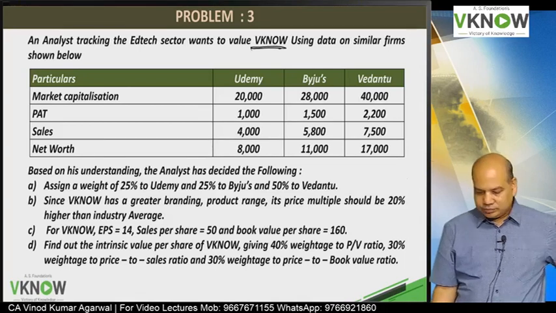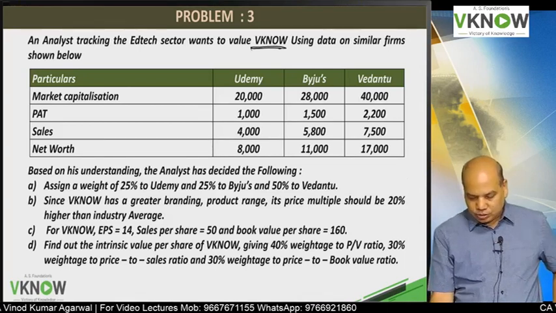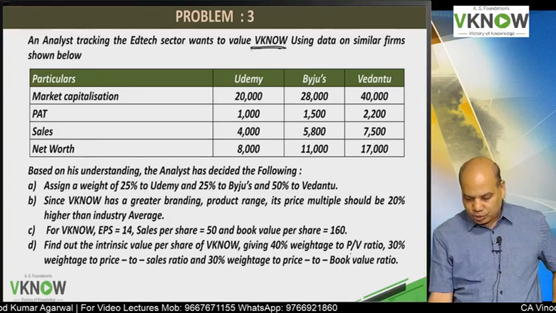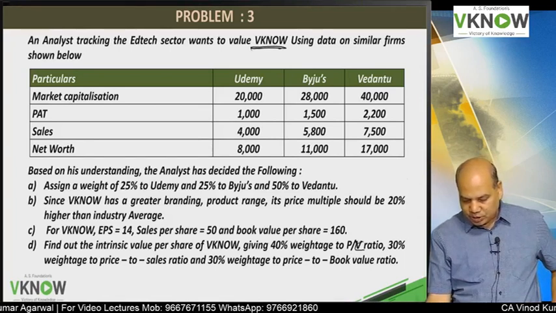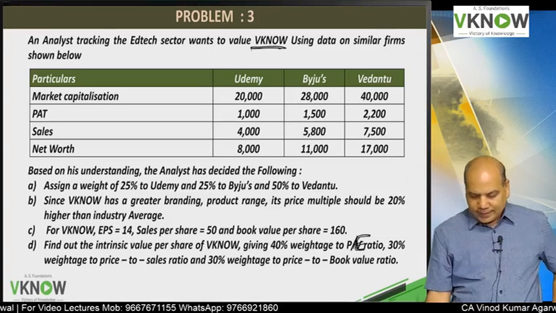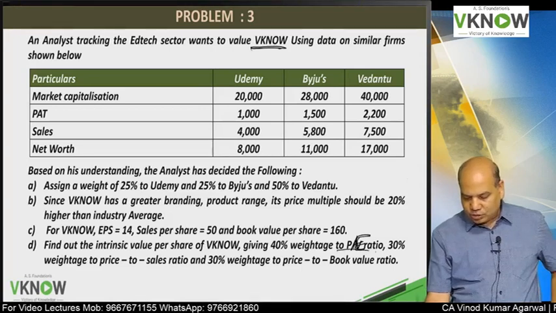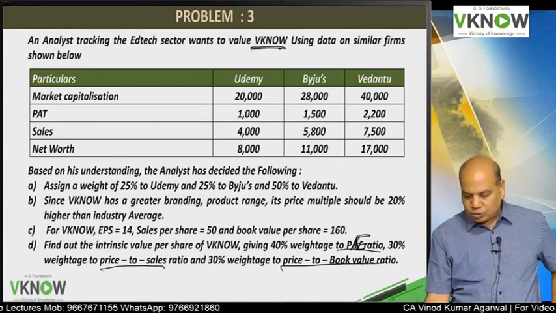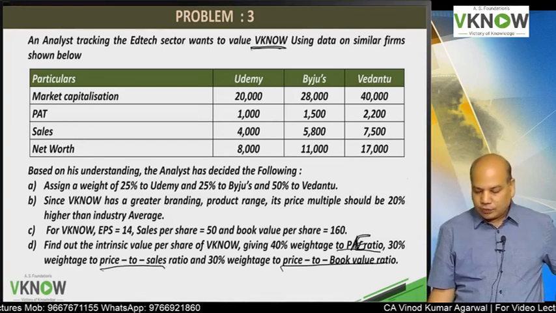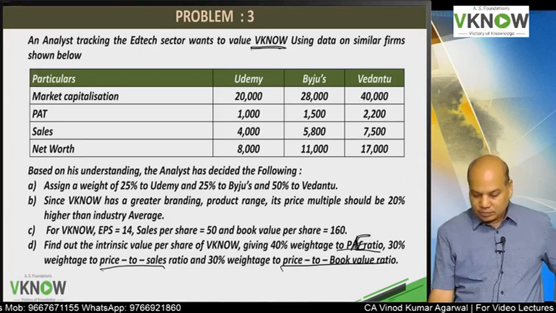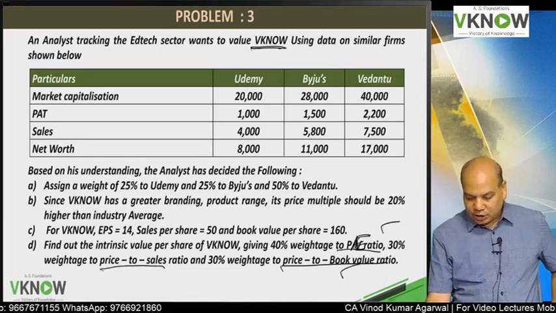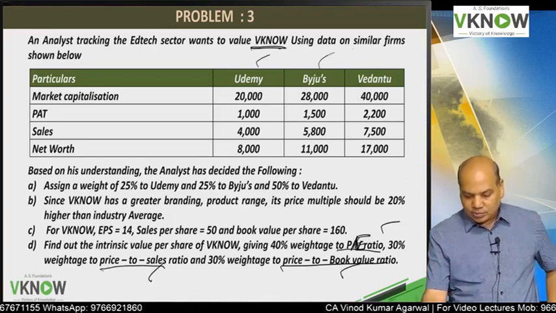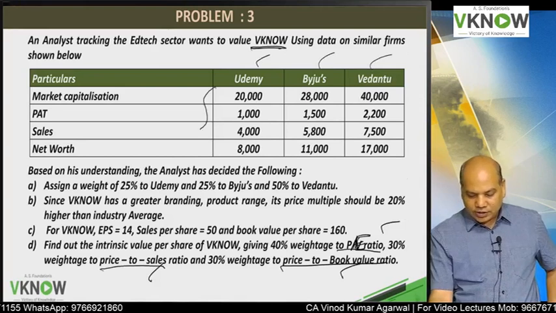So what I need to do is first compute the PE ratio, price earning ratio, the price to sales ratio, and the price to book value ratio for these three companies first. These three multiples I need to compute for these three companies, and the data is easily available here.